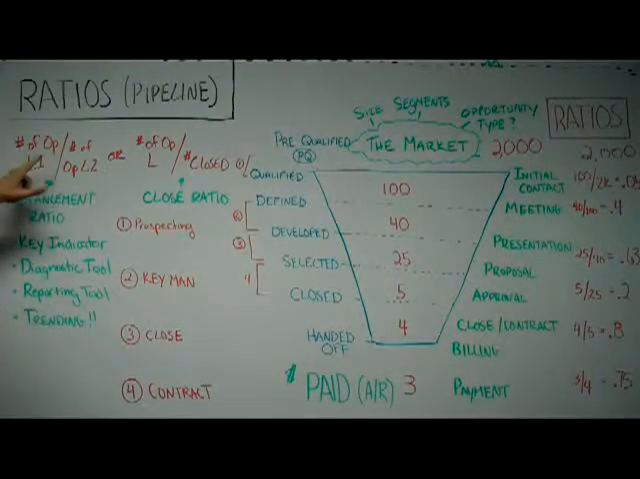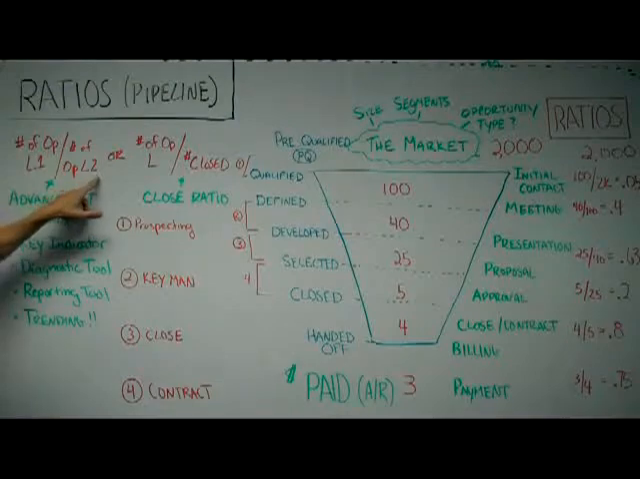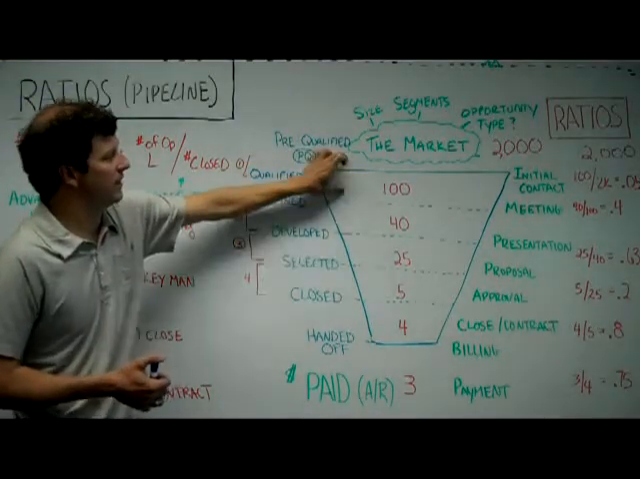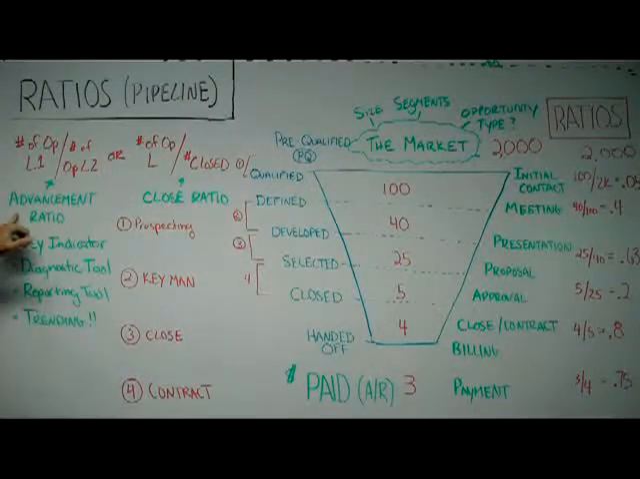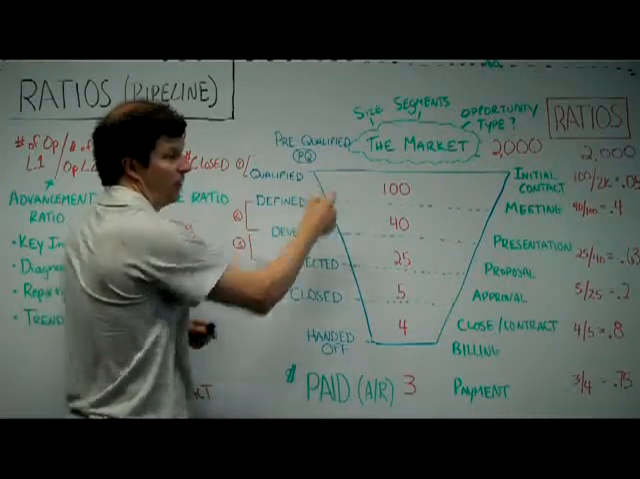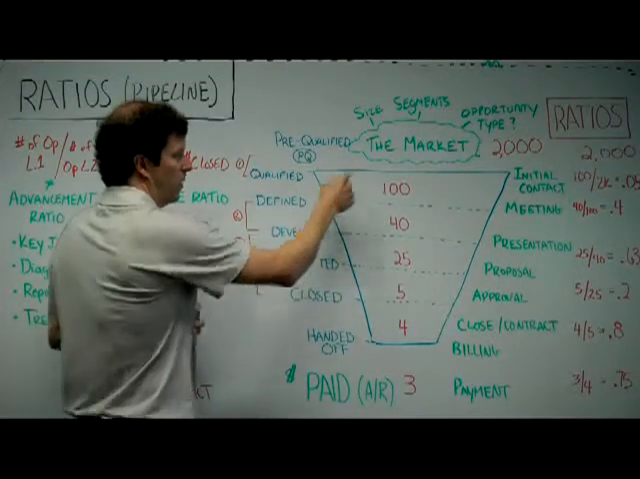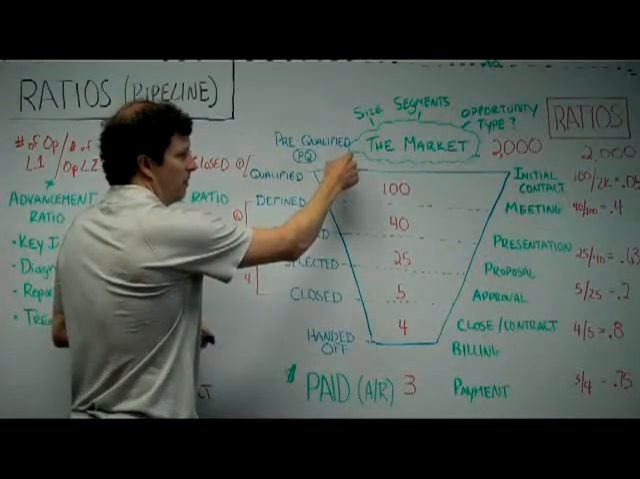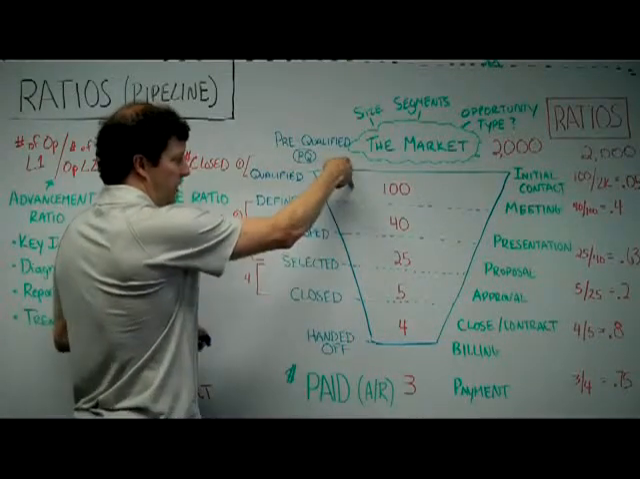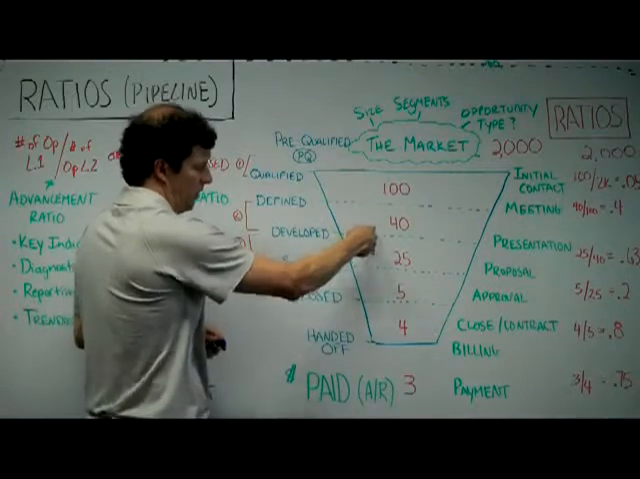This is the number of opportunities at level 1 divided by the number of opportunities at level 2. So this would be 2,000 divided by 100, or 5%. That's called an advancement ratio, because what that's measuring is, did I advance the company, and if you haven't watched the advancement video, watch that one as well. Did I advance the company from one step to another in my pipeline?